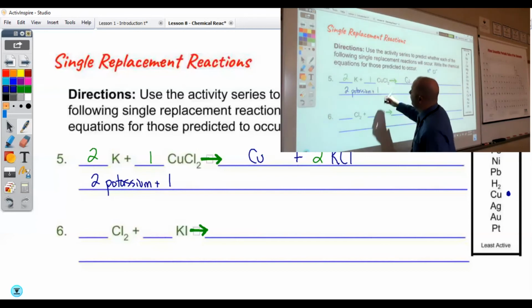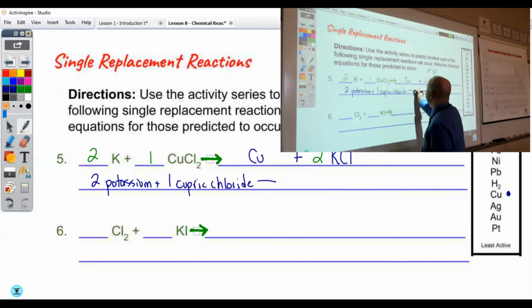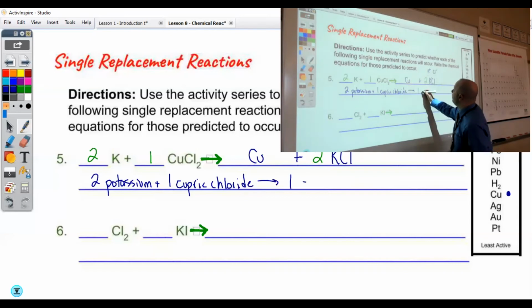plus 1, and this could either be copper 2 chloride or cupric chloride. We'll just switch it up here just to keep it fresh in both formats. We have 1 copper plus 2 potassium chloride.